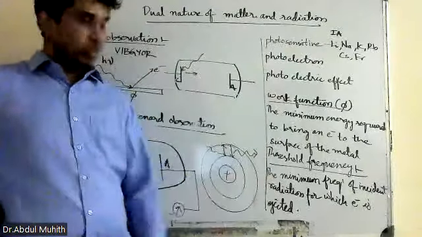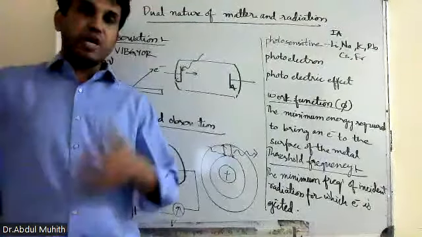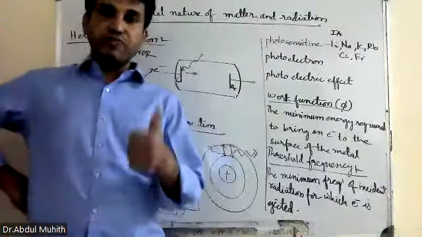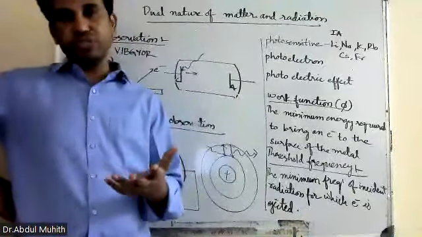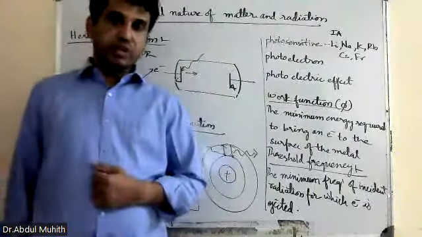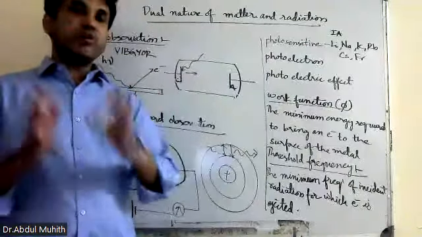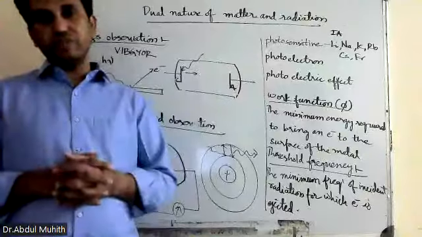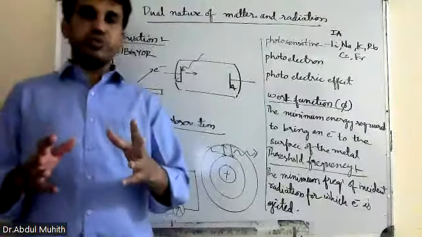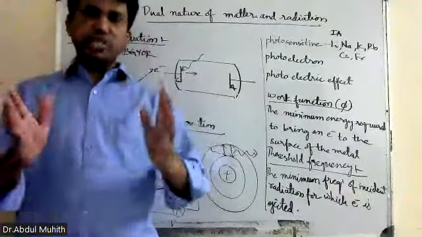Now, what is threshold frequency? This experiment can be done with different color lights. Maybe it can be done by infrared radiations or visible rays, or it can also be done by ultraviolet. But infrared and ultraviolet are not in the visible region. We cannot see them. So for that reason, we are taking visible light, which is easy to understand.